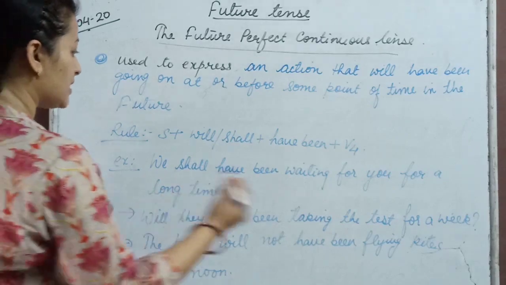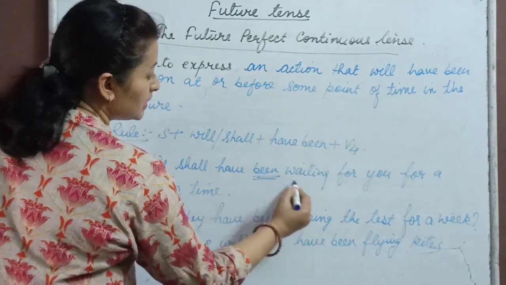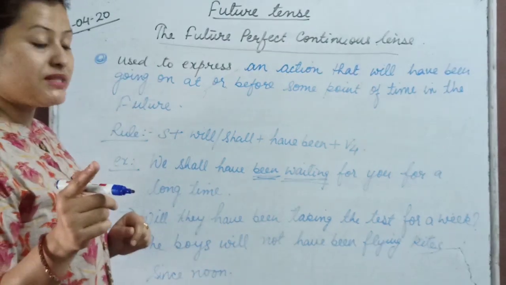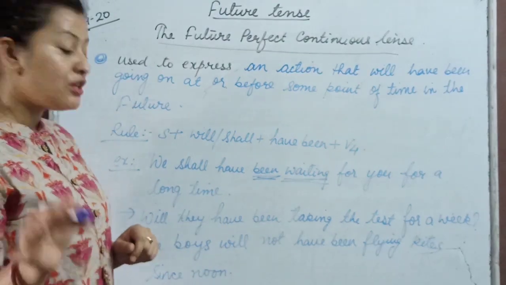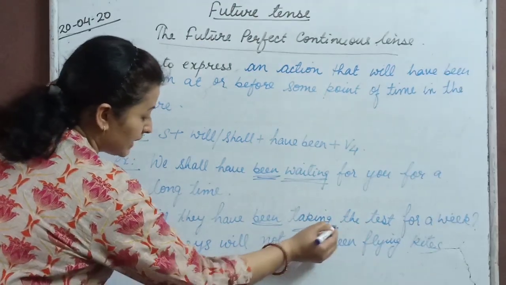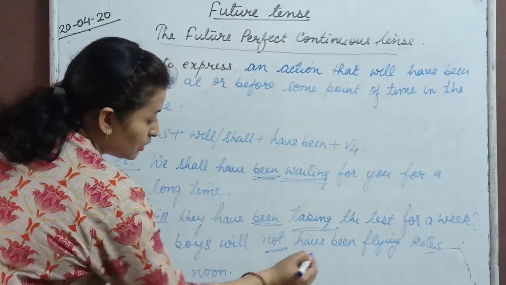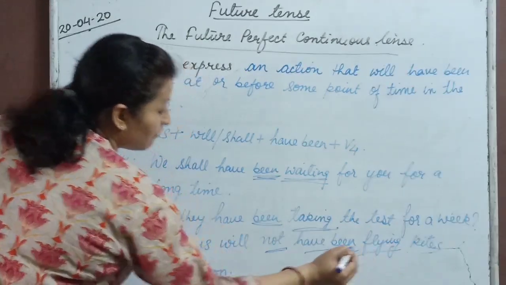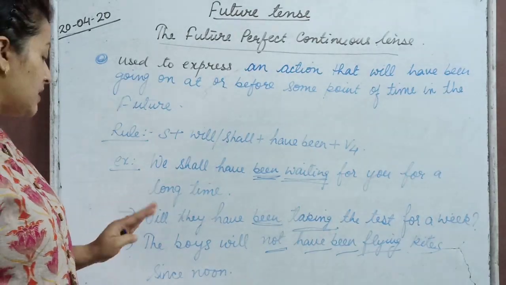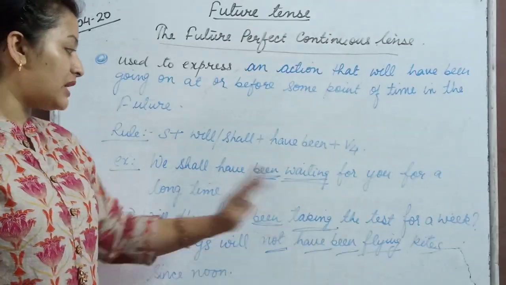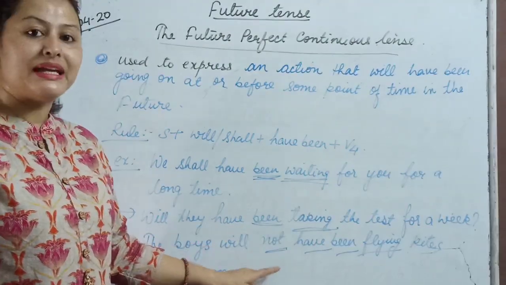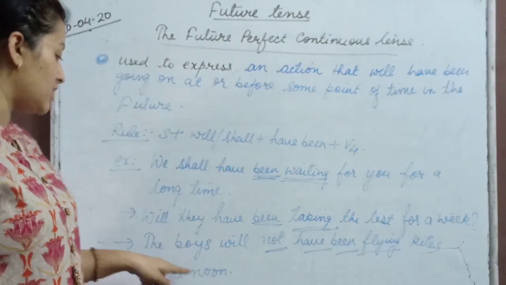So have you noticed that this been verb is always with the V4? Whether it is an affirmative sentence or an interrogative sentence or a negative sentence. You can see here been taking. You can see here not have been flying. So we shall have been waiting. It's clear to everybody. Now will they have been taking? That is also fine. But generally we make mistakes while making the negative of the future perfect continuous tense.